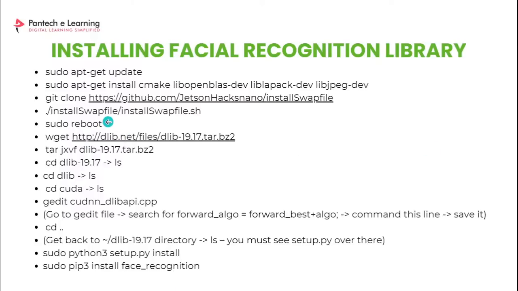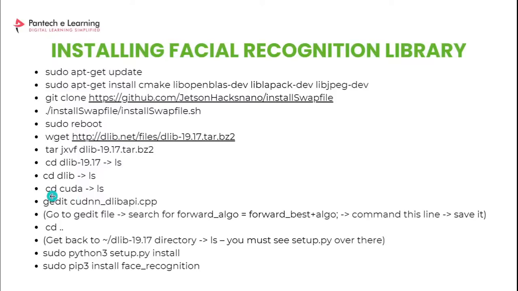For that, first go to your terminal and follow all these commands. First you need to update, and then go for the second command, one by one. After this particular line, you will have one directory called dlib-19.17. Get into that directory and list it, and you will see something called dlib. In that folder you can see something like CUDA, and in that CUDA directory it will show you many things.